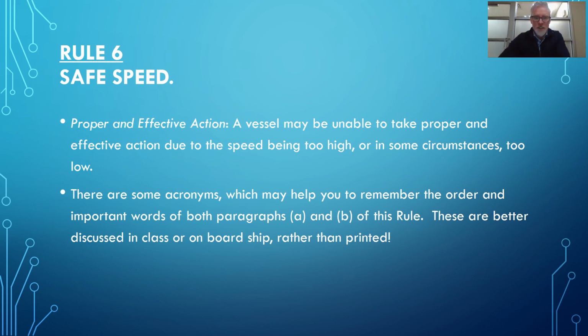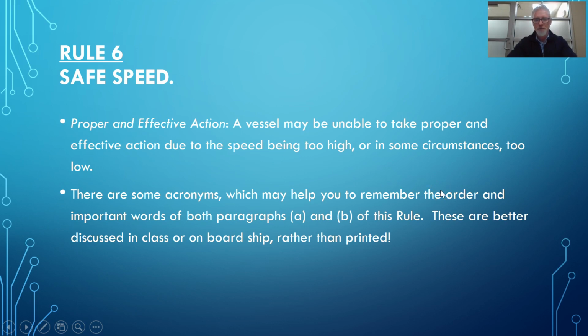Proper and effective action. A vessel may be unable to take proper and effective action due to the speed being too high, or in some circumstances too low. Okay, so you're going too fast. It doesn't matter now anyway. No matter what you do, you reduce that speed, you're still going to have a collision. Or if you're going too slow, as I mentioned before, you can't stay on course. You're losing your heading because you're not going fast enough. Okay? So like I said, there's no set speed. But you have to travel at a speed where if a situation does come up, you can take proper and effective action.